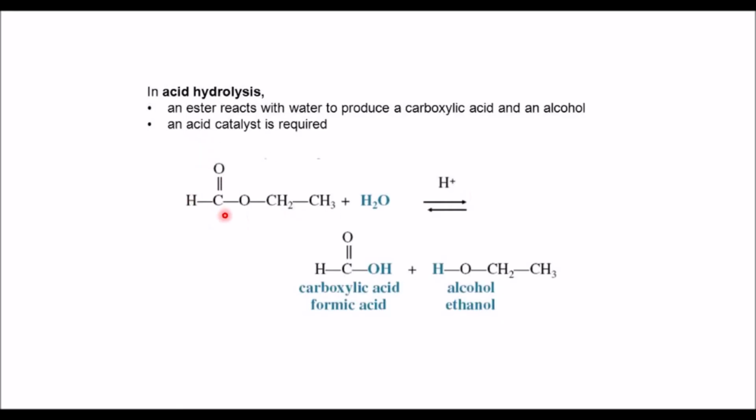Esters undergo acid hydrolysis and base hydrolysis. In acid hydrolysis, ester reacts with the water to produce a carboxylic acid and an alcohol in presence of an acid catalyst. For example, ethyl formate is hydrolyzed to form formic acid and ethanol.